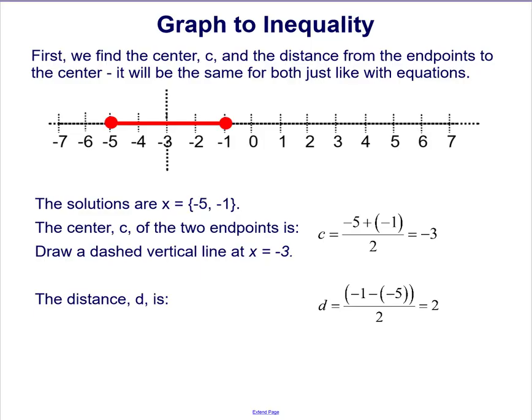To determine the distance, what we do is we take the left endpoint and subtract it from the right endpoint. That gives you the total distance. Dividing it by 2 will give you the distance from the endpoints to the middle. So what you see here is d is equal to negative 1, the right endpoint, minus negative 5, the left endpoint, divided by 2 gives you a distance of 2.